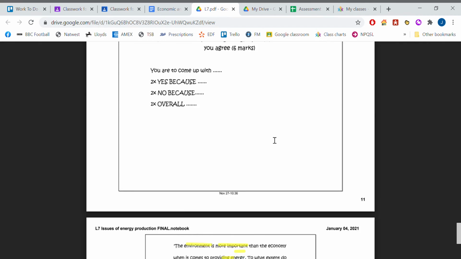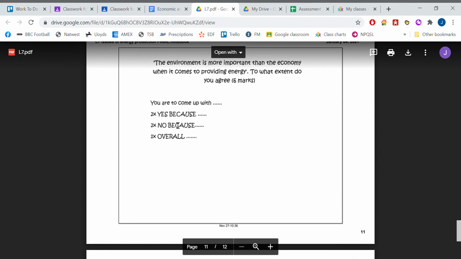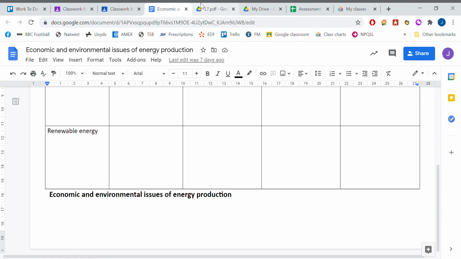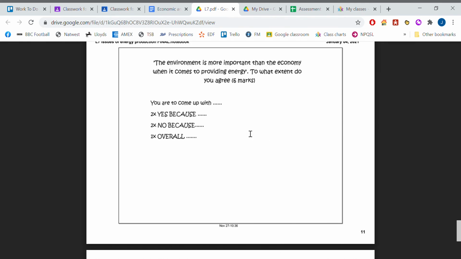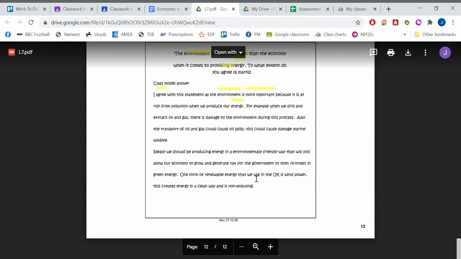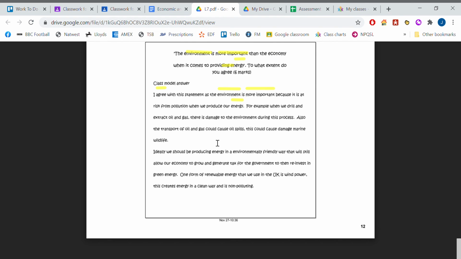There's a 6 marker here. You don't have to write this. Top geographers may want to write it on the next page. But thinking about the points you'd write might be quite useful, and then have a read through this class answer. What would you add to it? Is it any good?